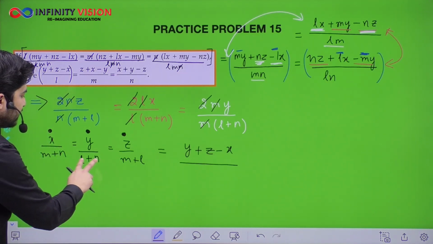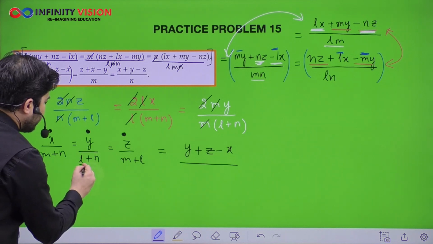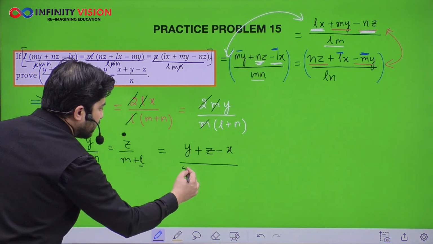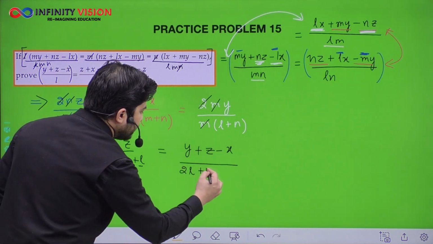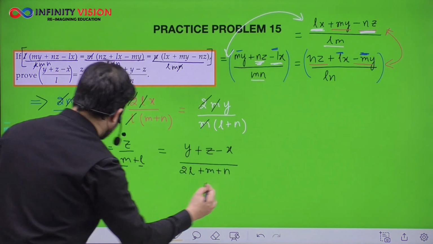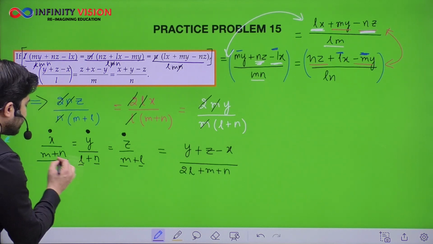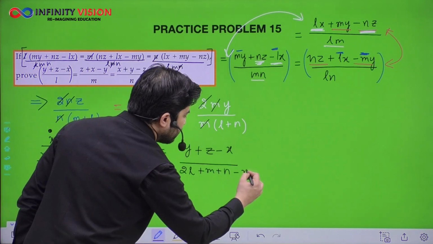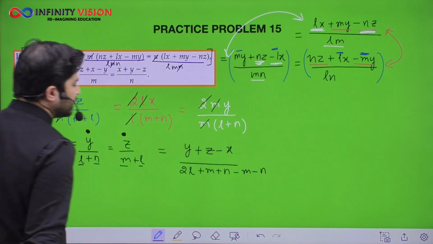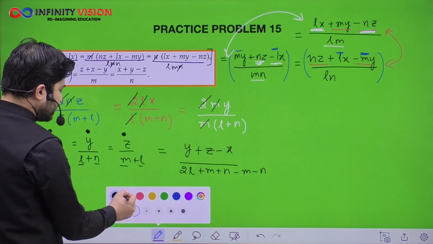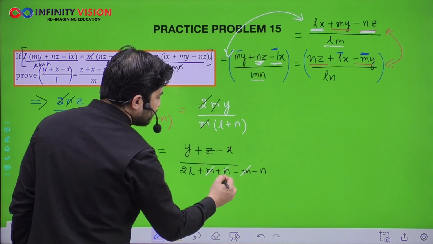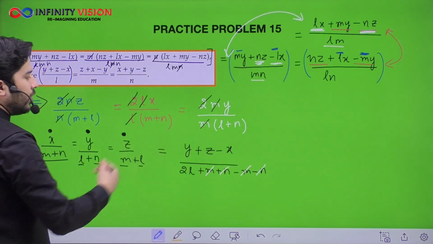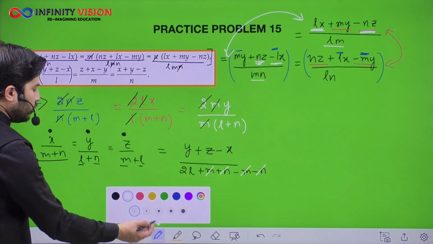In the same fashion, these two would be added. So you have L, this would become 2L, and then M, and then M. This will become M plus N. And then you have to subtract this, that is going to be minus M minus N. If you notice, this would be cancelled, this would be cancelled, you would be getting y plus z minus x upon 2L.